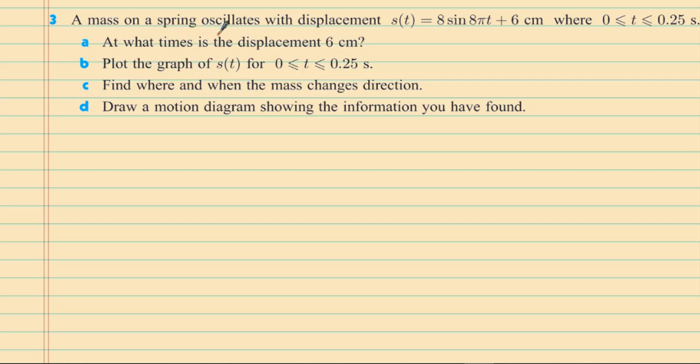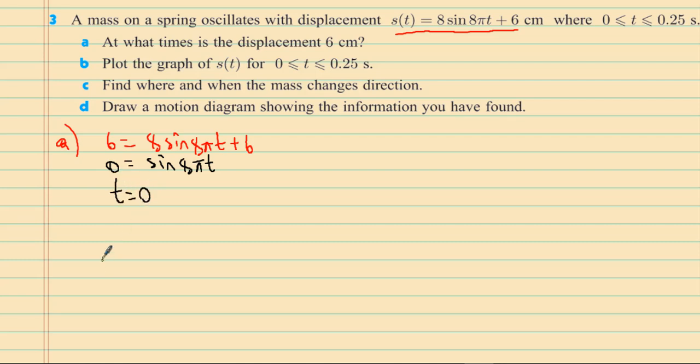The mass on a spring oscillates with displacement of this form, where t is between 0 and 0.25. At what time is the displacement 6? So the first question: at what time is the displacement 6? So 6 equals 8 sine 8 pi t plus 6. We need to find this time. The 6 and 6 will cancel, 0 divided by 8, so it's actually 0 equals sine 8 pi t. When sine is 0, we know t equals 0, at the origin, at the beginning. So at the beginning, you start from 6.